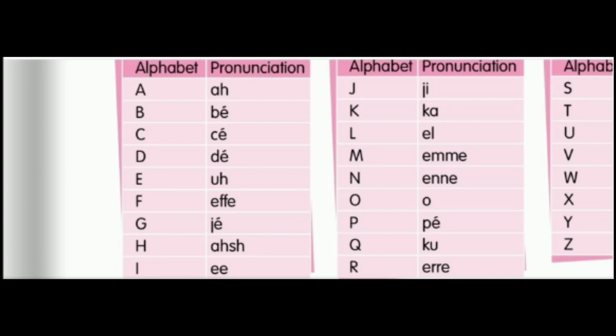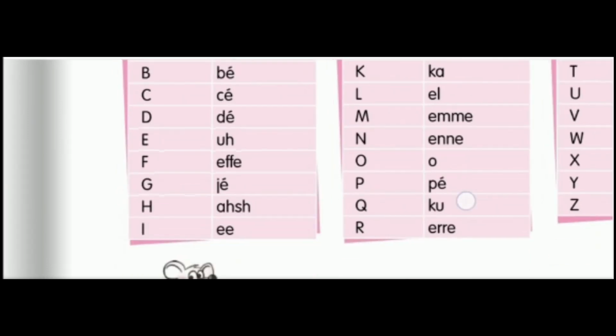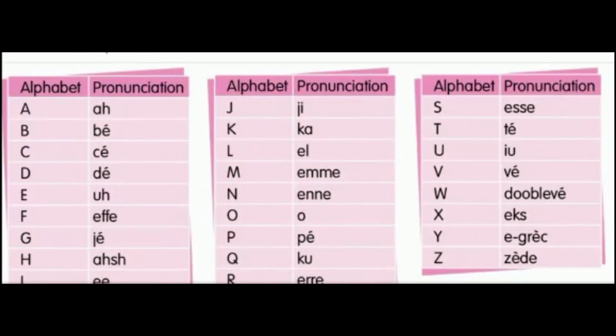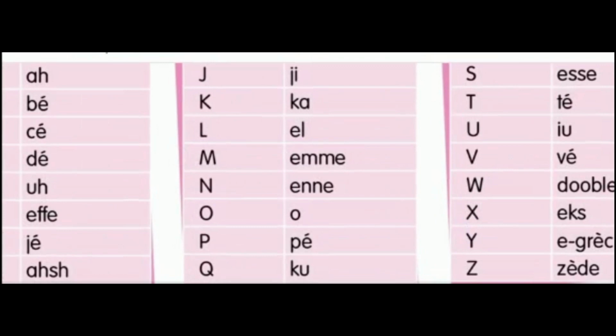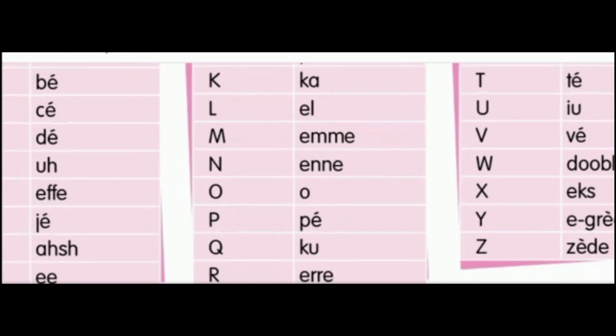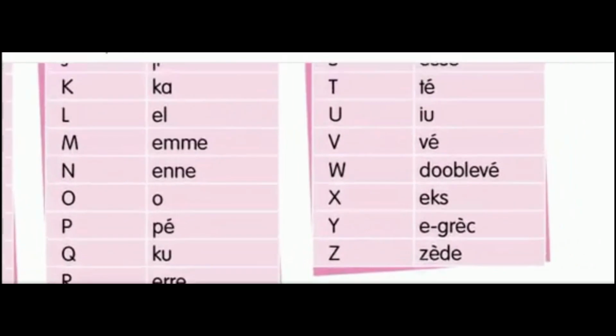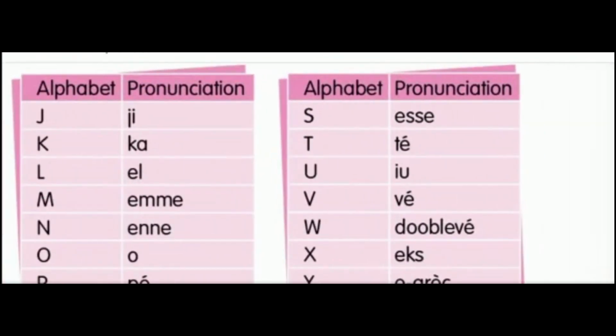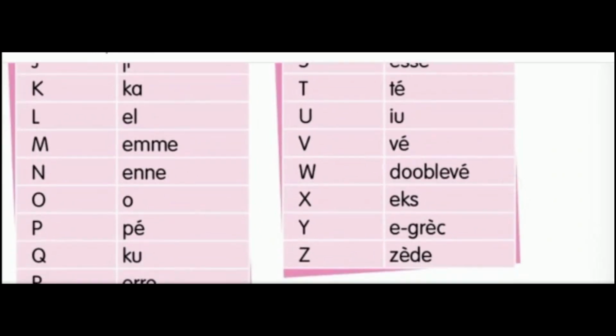E, F, G, H, ash. Then we have I as E. Then going on to the next table, here we have J as G, K as K, L as L, M as M, N as N, O as O, P as P, Q as Q, R as R, S as S, T as T, U as U, V as V, W as W, X as X, Y as Y, and Z as Z only.